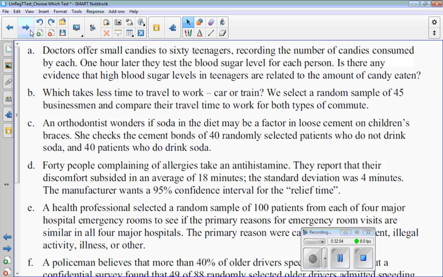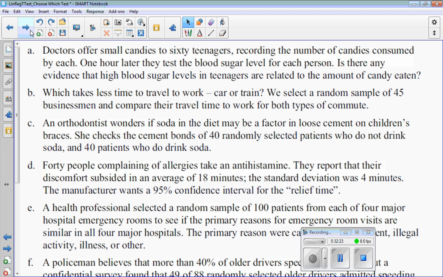Anyway, you're going to take these situations, and you're going to fill out the chart on the next page, okay? You're going to decide for each one, in the type column, you're going to fill in a 1 through 9. Does that make sense, what I'm asking you? Okay. So match up which test.